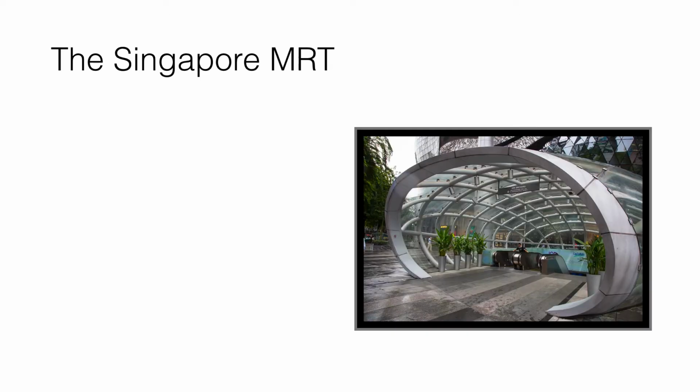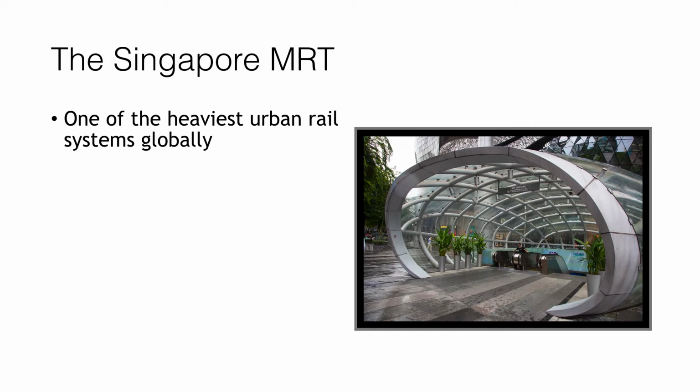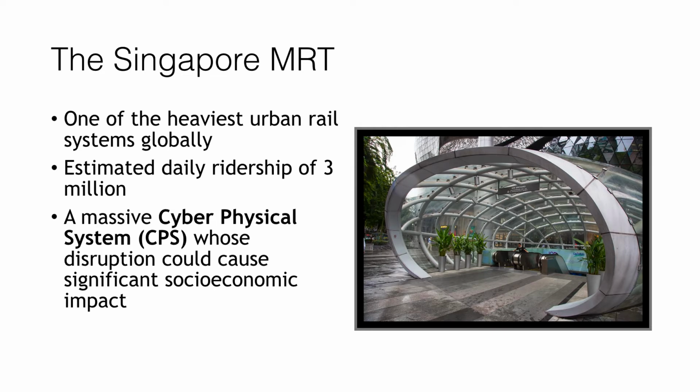So let's talk about the Singapore MRT again. Another close-up of the Ion Orchard metro station. It's one of the heaviest urban rail systems in the world, and it's got a tremendous ridership of 3 million people. And like I had mentioned before in the previous slide, this is an example of a massive cyber-physical system, which is the topic of study in our course. And a disruption to this system would cause a great impact.